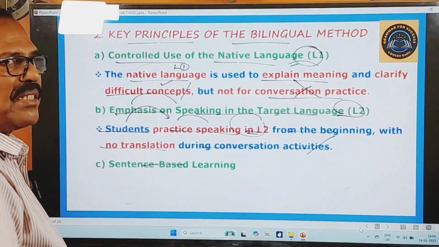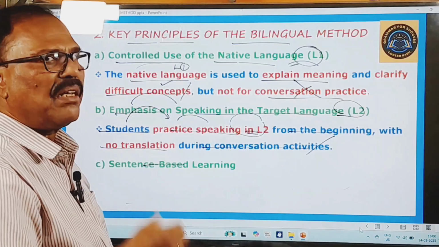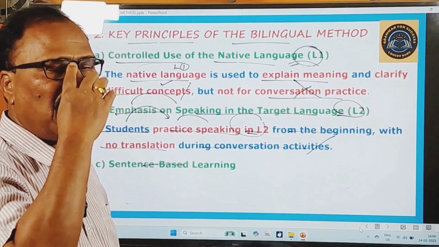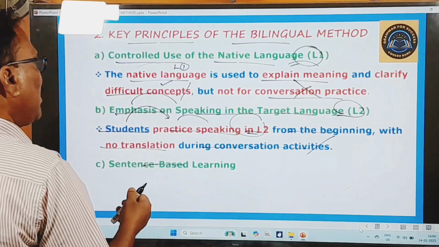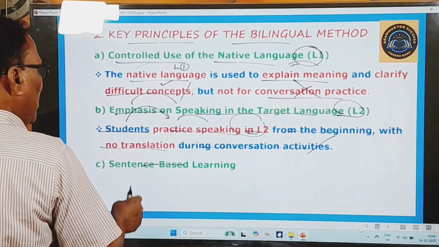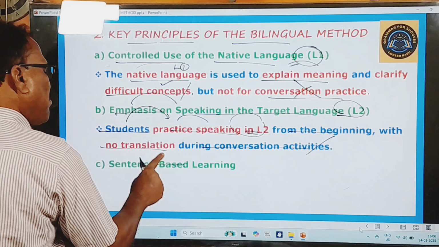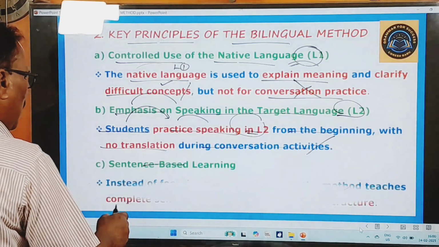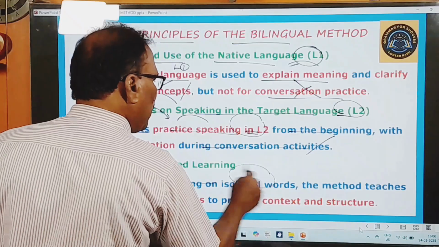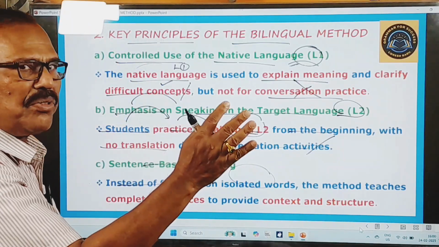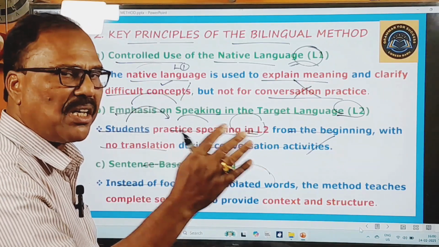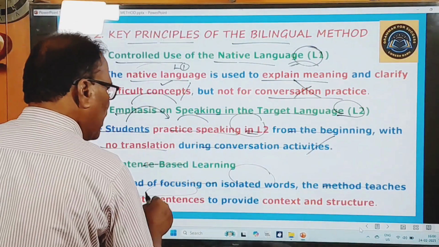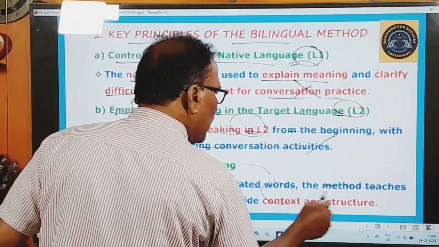So sentence based, that means in this method only words are not taught, but the sentences are taught. That is the style of teaching in this bilingual method. So that's why it is there, sentence based learning. Sentences together, the language is taught. Okay, so instead of focusing on isolated words, simply teaching the students only the isolated words or separate words, no, the method teaches complete sentences to provide context and structure.